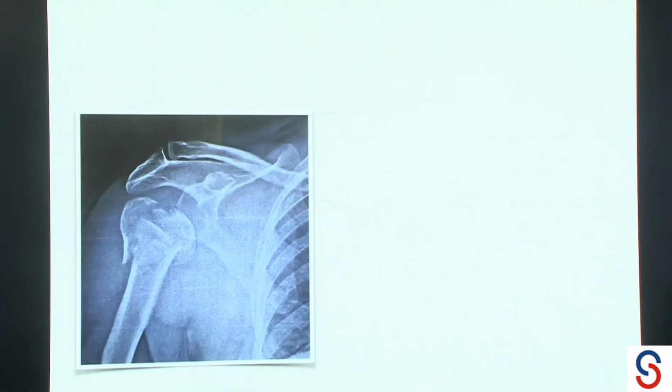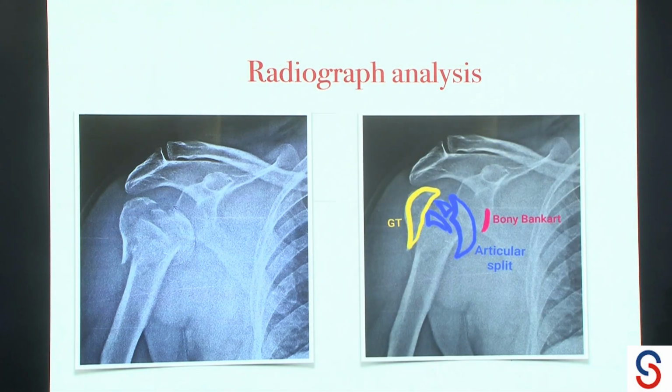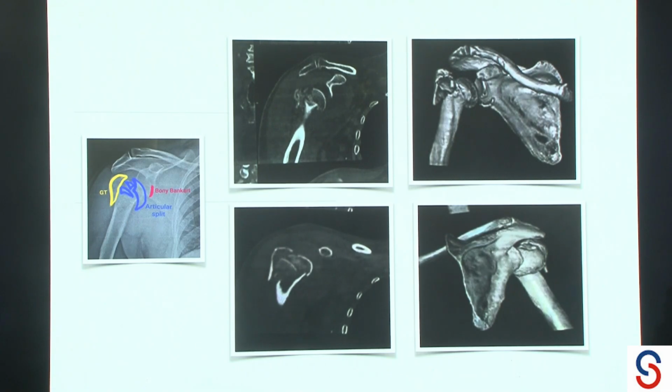If we analyze this X-ray, we will find that there is a large tongue-sized GT fragment which is moving posterior-superiorly, along with 3 intra-articular fracture fragments. So it's a clear-cut articular split, and we are not able to see the anterior edge of the glenoid. So we suspected a bony Bankart also, and we did a CT scan. On CT scan the things are quite clear that yes, there is an intra-articular split, and there is a large bony Bankart fragment also.